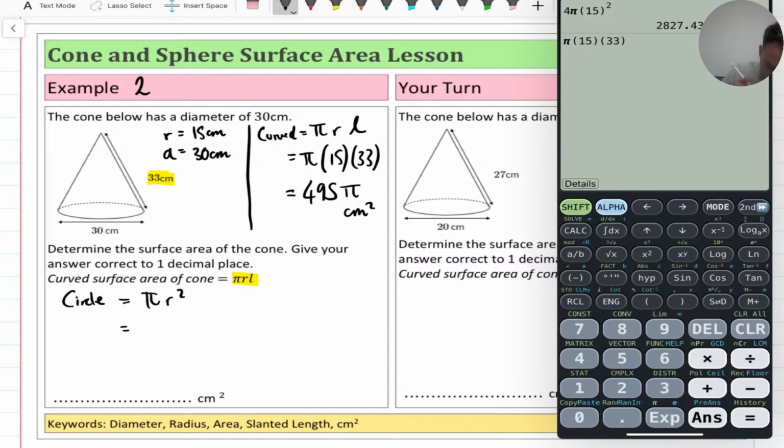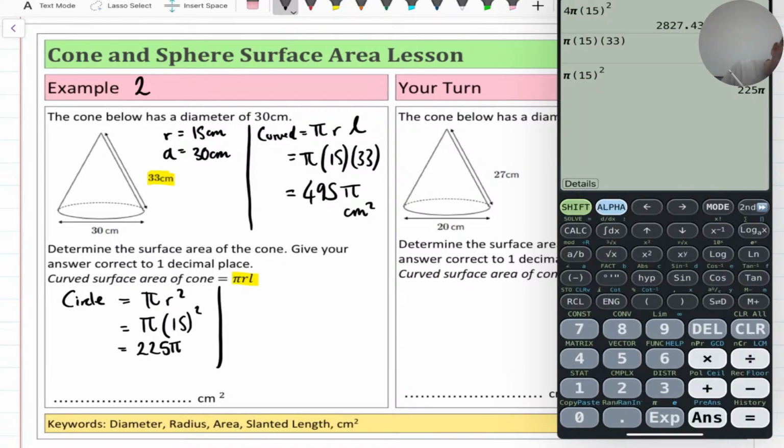So this is equal to pi times my radius, which is 15 squared, which is equal to, let's work that out, shift pi times 15 all squared, which is equal to 225 pi.